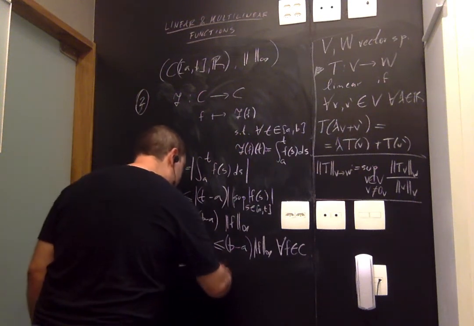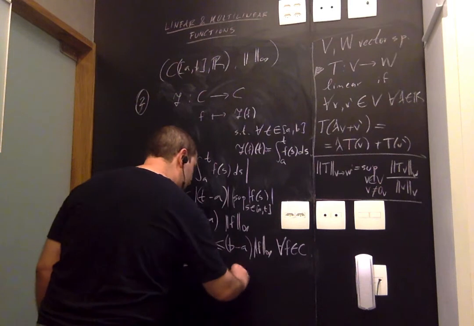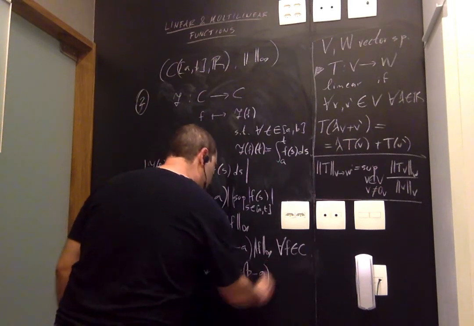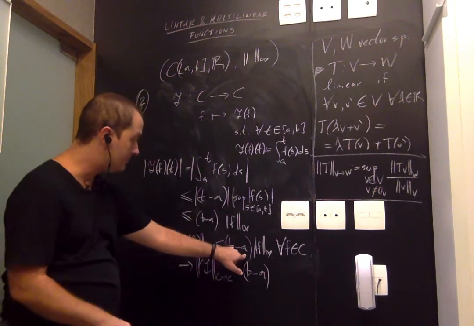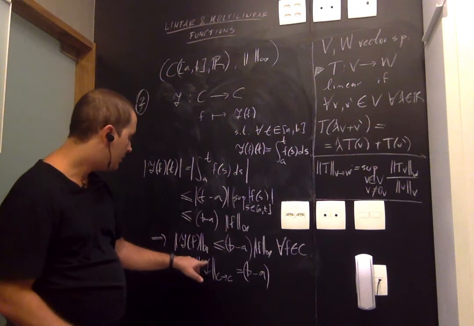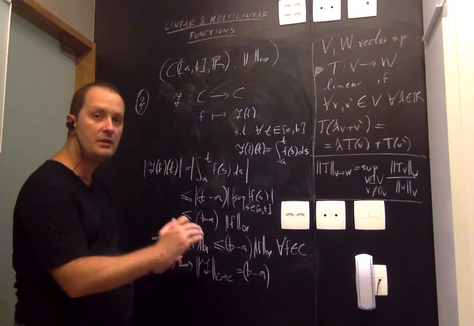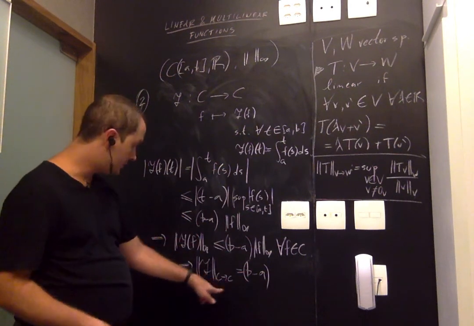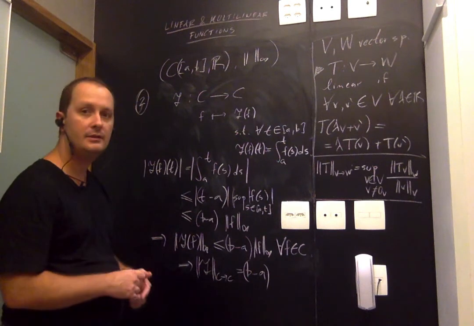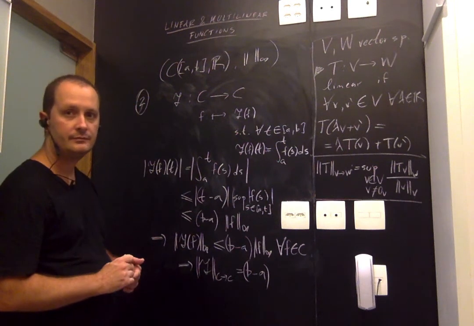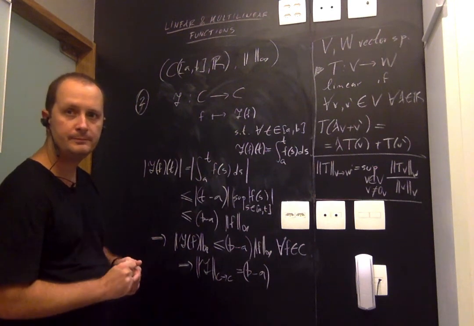Again, it turns out that this bound is sharp, meaning it's actually attained. What I've done so far shows that the ratio is bounded by b minus a. You can check that for the function f constant equal to 1, this is achieved. So the sup is exactly equal to b minus a. Right? Good.